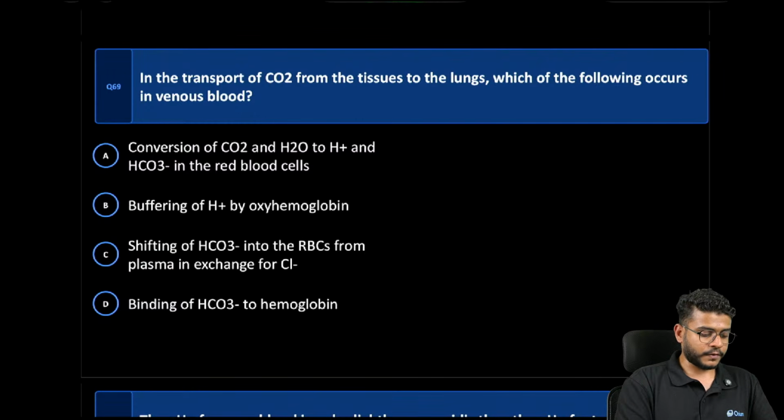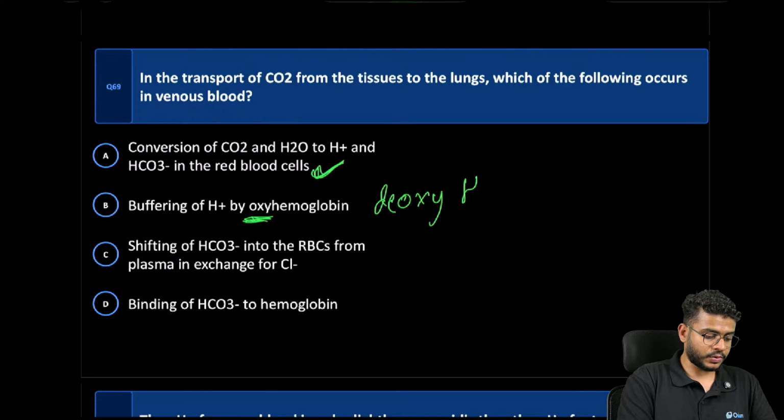In the transport of CO2 from the tissues to lungs, which of the following occurs in the venous blood? Just what we discussed now. Conversion of CO2 and H2O to H plus and HCO3 minus in the red cells. Yes, that occurs at the tissues, right? Buffering of hydrogen by oxyhemoglobin. No, by deoxyhemoglobin.